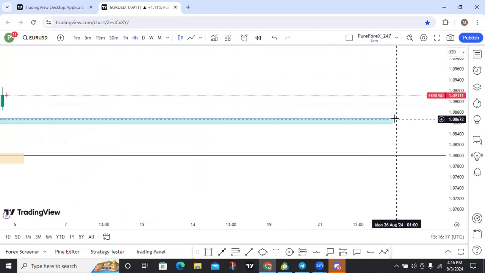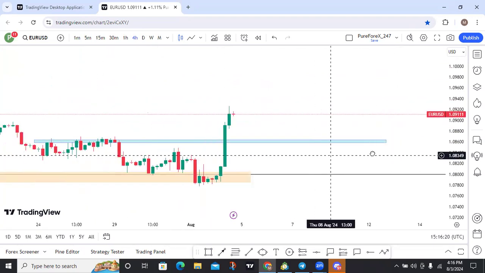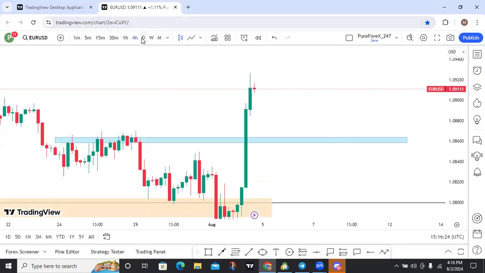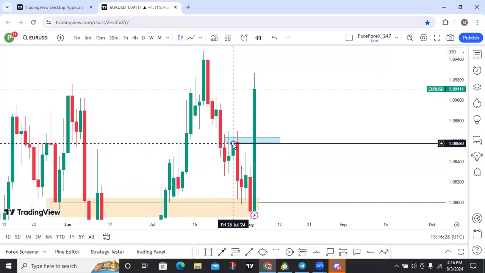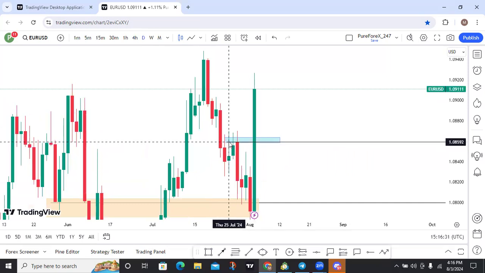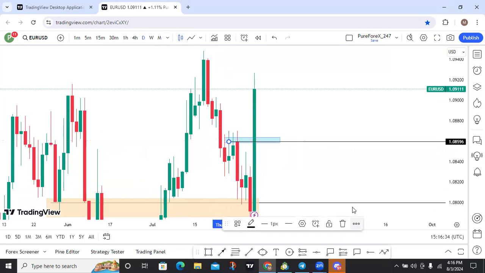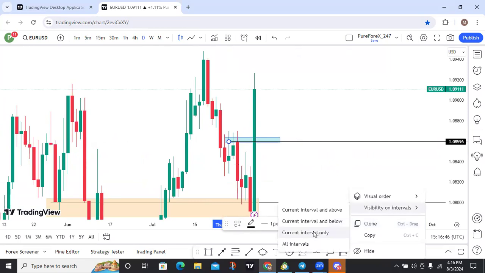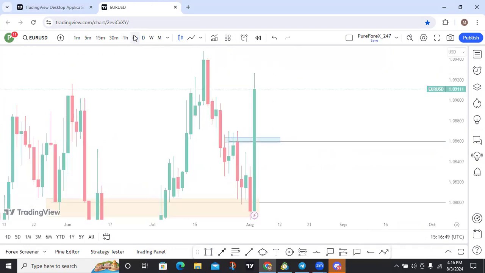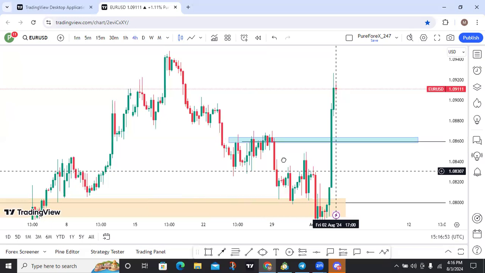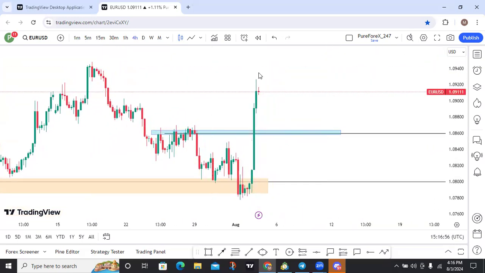So now I'm going to reduce this one, guys. Okay, let me go back. So now, this is the point I'm waiting for the market. So I want the market to retrace back to this point here. Then we can start looking for buying opportunity.